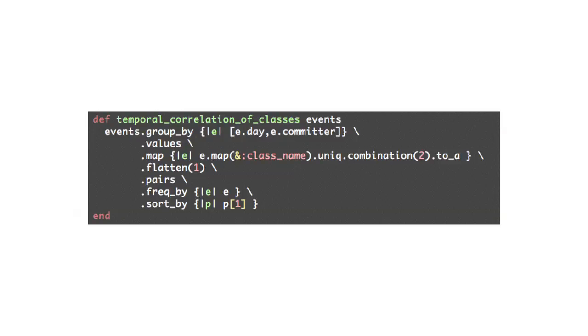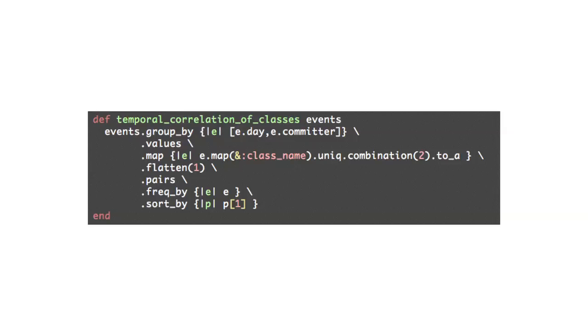When I look at this code, I think, wow, if I was doing this in Java, it would be dozens and dozens of lines. I'm not going to explain this one as it stands, but this is a very functional style of programming. You go to an array, you do a group by on it, you get the values, you map, you flatten, you break it into pairs, you do a frequency histogram based upon it, you do a sort by.